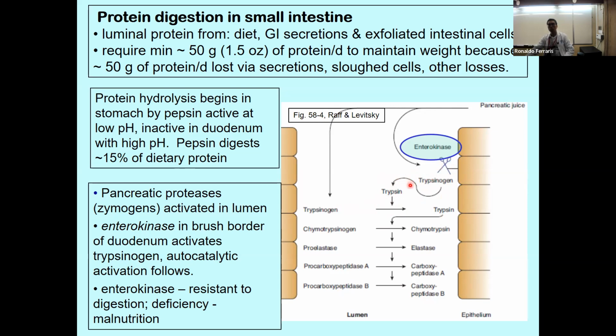Enterokinase is resistant to digestion. After you use your trypsinogen, other trypsins can digest trypsinogen. Okay, they can digest each other. These are proteins. So you keep on pumping more pancreatic enzymes, but enterokinase stays there. It stays there to keep this enzymatic digestion going, because this is where your proteins are being digested.